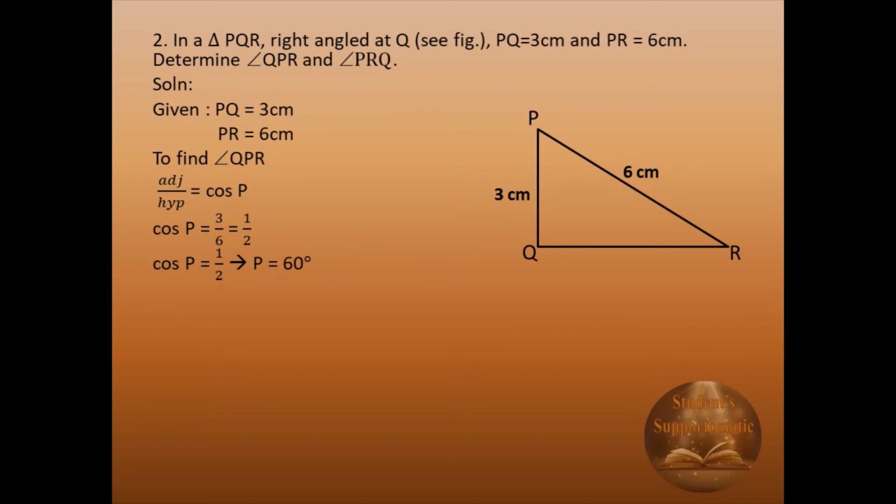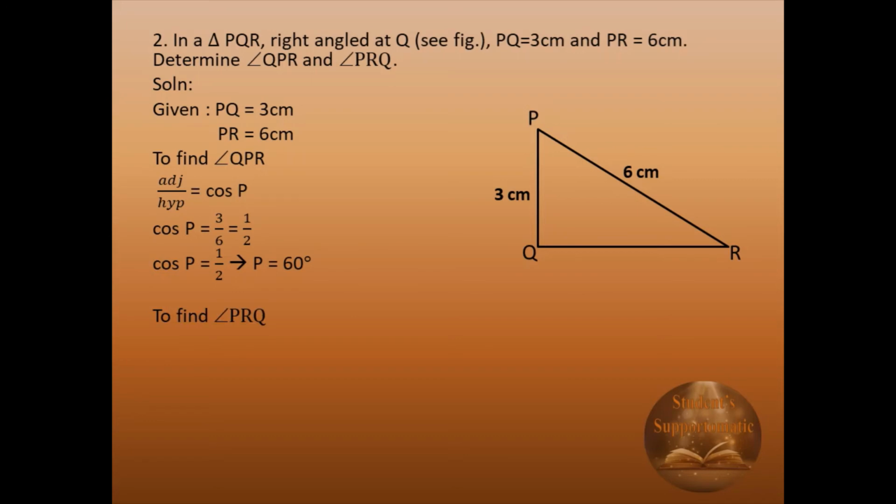In the trigonometric ratio table, we know that cos theta value is 1 by 2 when theta is 60 degree. So therefore P becomes 60 degree. If cos P is equal to 1 by 2, then P is equal to 60 degree. In the same way we will find the value for angle R.